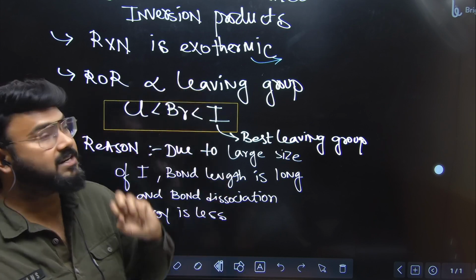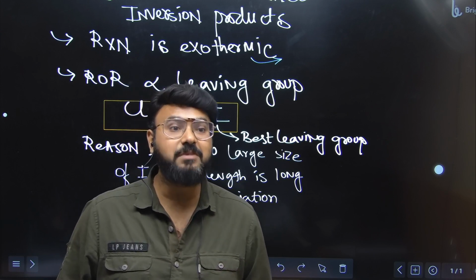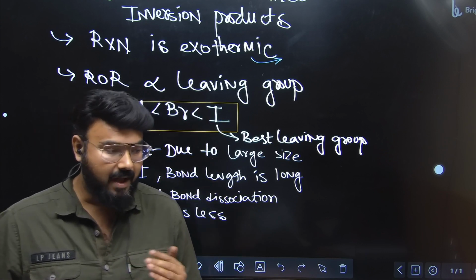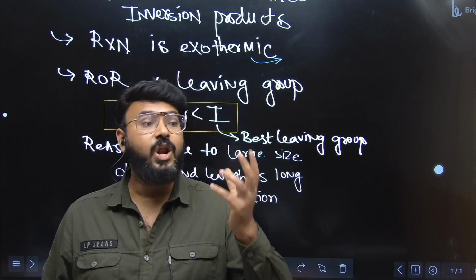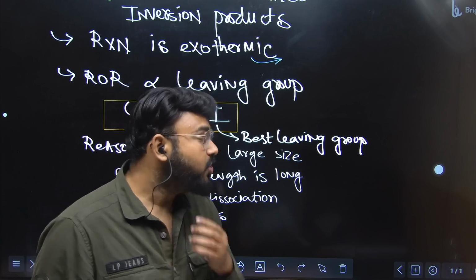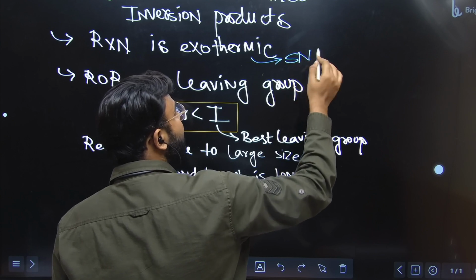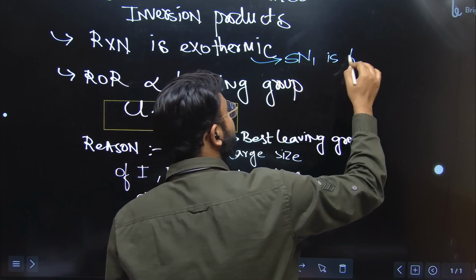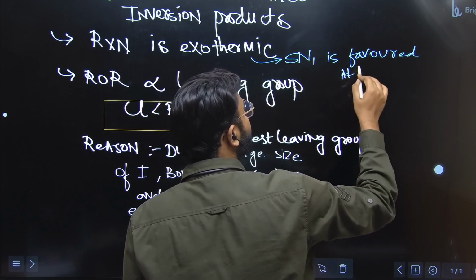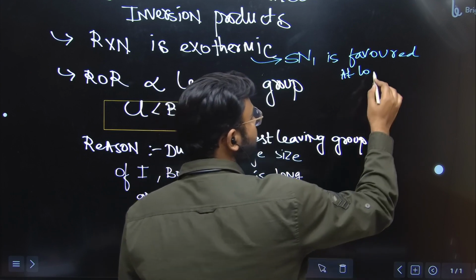Because this reaction is exothermic, in Le Chatelier's principle you have studied that for an exothermic reaction, those reactions are more favored at lower temperature. That's how it can cancel the effects. Is it clear? So write it down. That is why SN1 reaction is favored at low temperature.